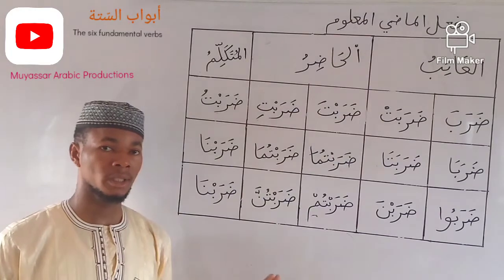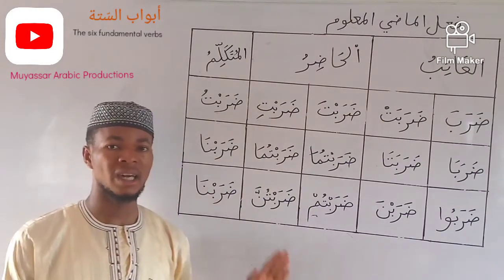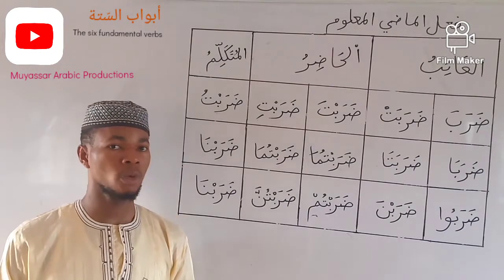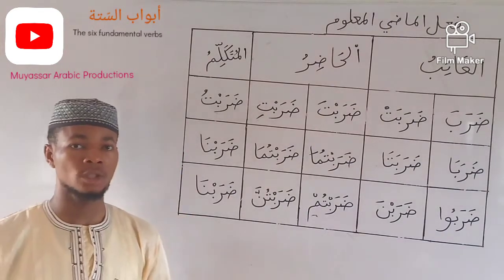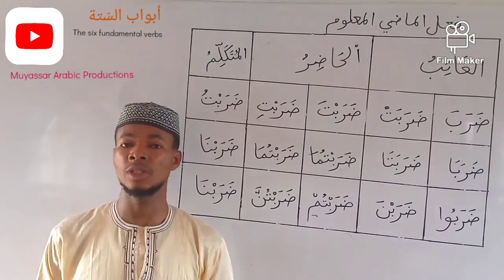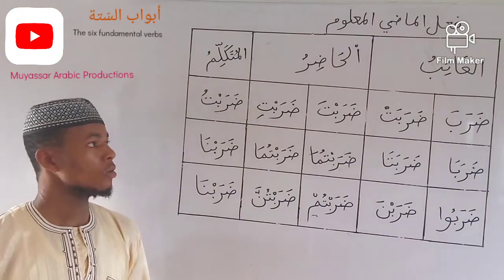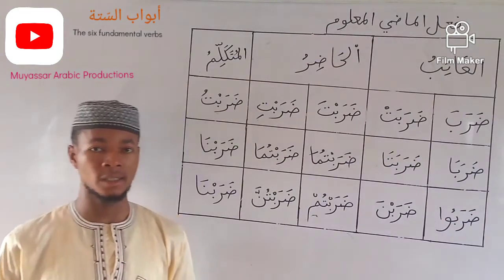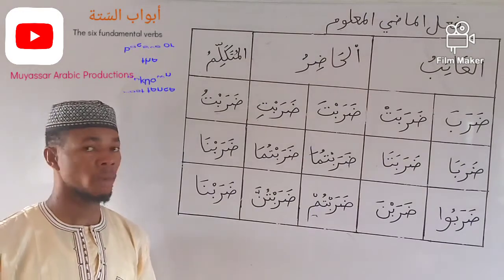So the important thing about this table, as we earlier said, is when you practice and master the table very well, any other kind of 3-lettered verb that you come across, you will be able to say anything with such verb. Now let's look at the passive or the unknown past tense format of the verb daraba.